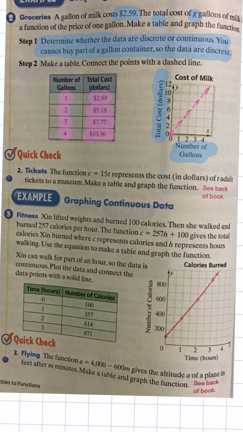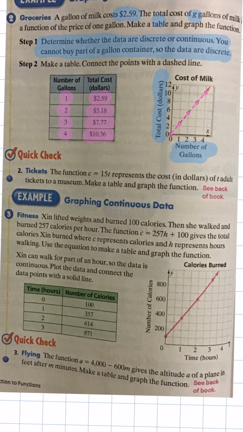So here is one that they want you to try. The function C equals 15T represents the cost in dollars of an adult ticket to a museum. Make a table and graph the function. So go ahead and try that and then come back when you're done.